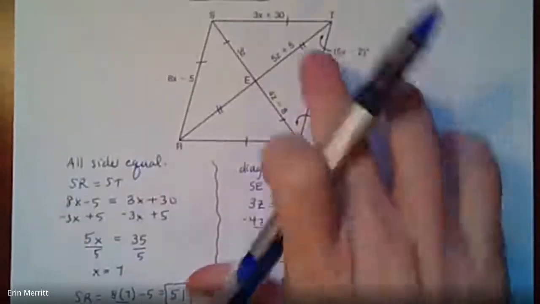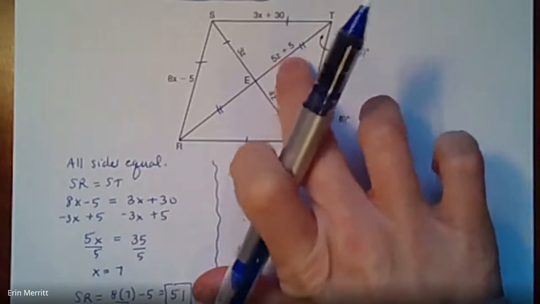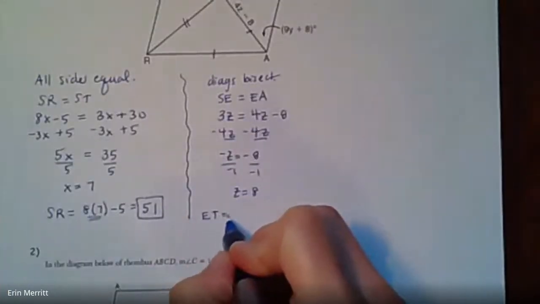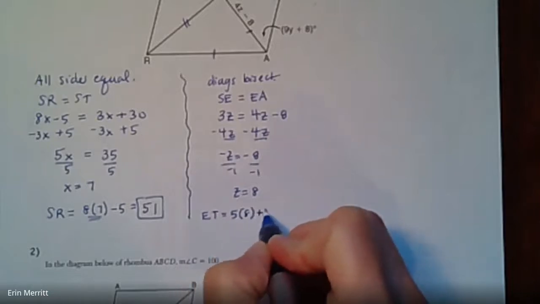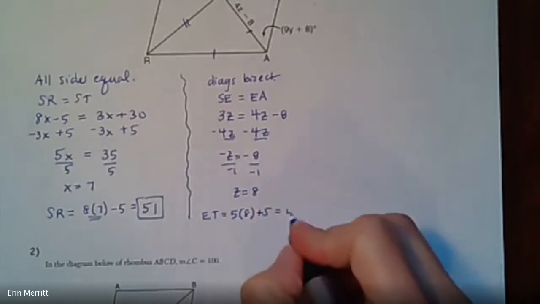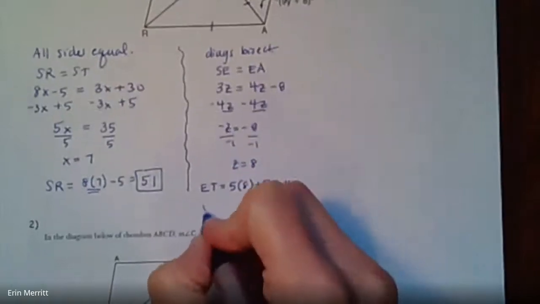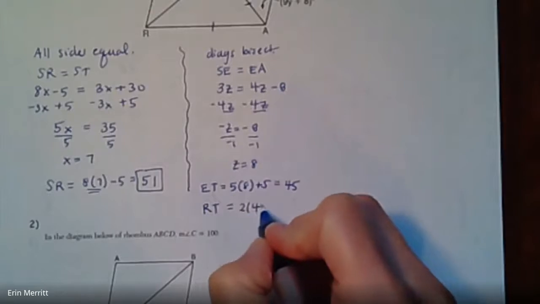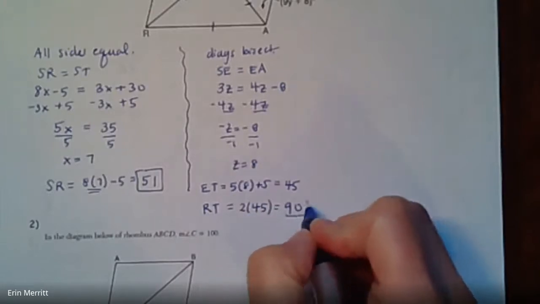We would have to plug into the only piece of it that we know, the 5Z plus 5. So let's find ET first. So 5 times 8 plus 5. So that's 40 plus 5 or 45. And then that means that RT is going to be 2 times that. So 2 times 45, that would give us 90.